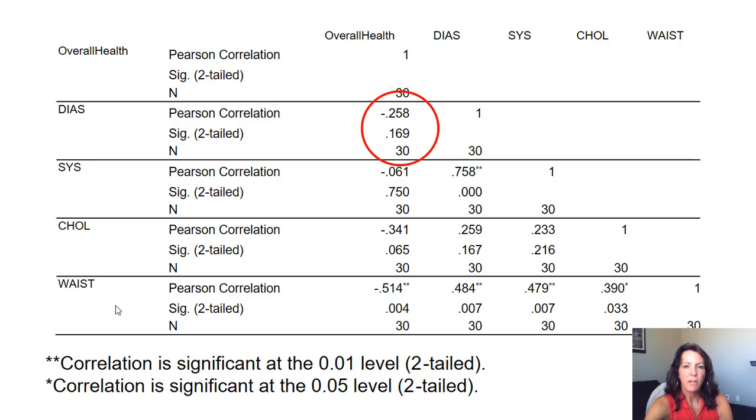Well, first of all, if it had been significant at the 0.05 level, which is what we're typically going to be looking for, it would have had an asterisk next to it, and it does not. But I also know by looking at 0.169, that's not less than 0.05. So I don't have statistical significance here.